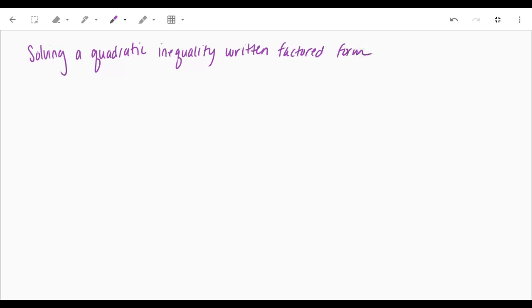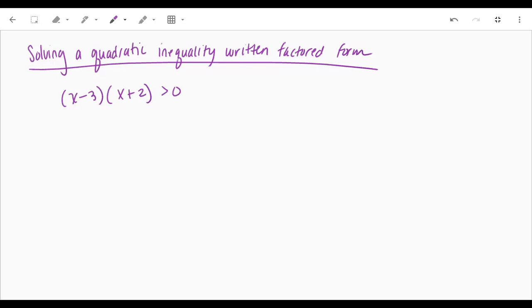We have solving a quadratic inequality written in factored form. I remember doing these in Algebra 2, so maybe these will come back to you a little bit more. Okay, so in this one we have x minus 3, x plus 2 is greater than 0. Okay, and they've already factored it for you, which if they hadn't, your first step when you did these in Algebra 2 was factoring.